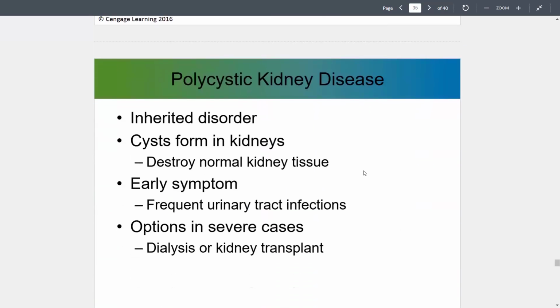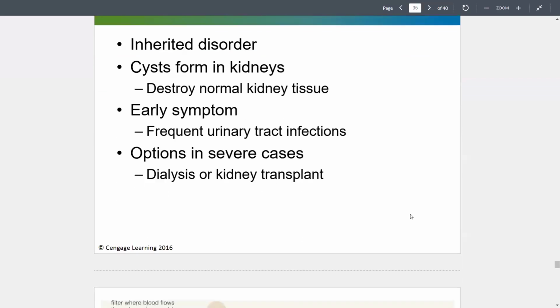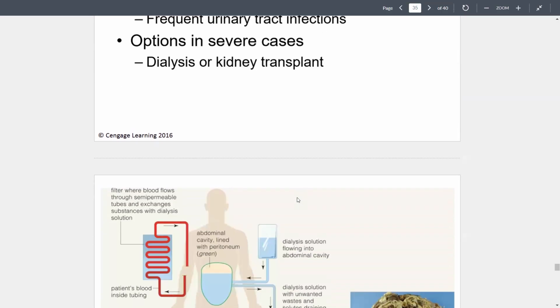There's also some inherited diseases like polycystic kidney disease, where you get cysts on your kidneys. You might get a lot of UTIs, and you might end up needing dialysis, which is where they hook you up to a machine and filter your blood. The machine takes several hours, several times a week for people to do this because their kidneys aren't working, or you're on the list for a kidney transplant.